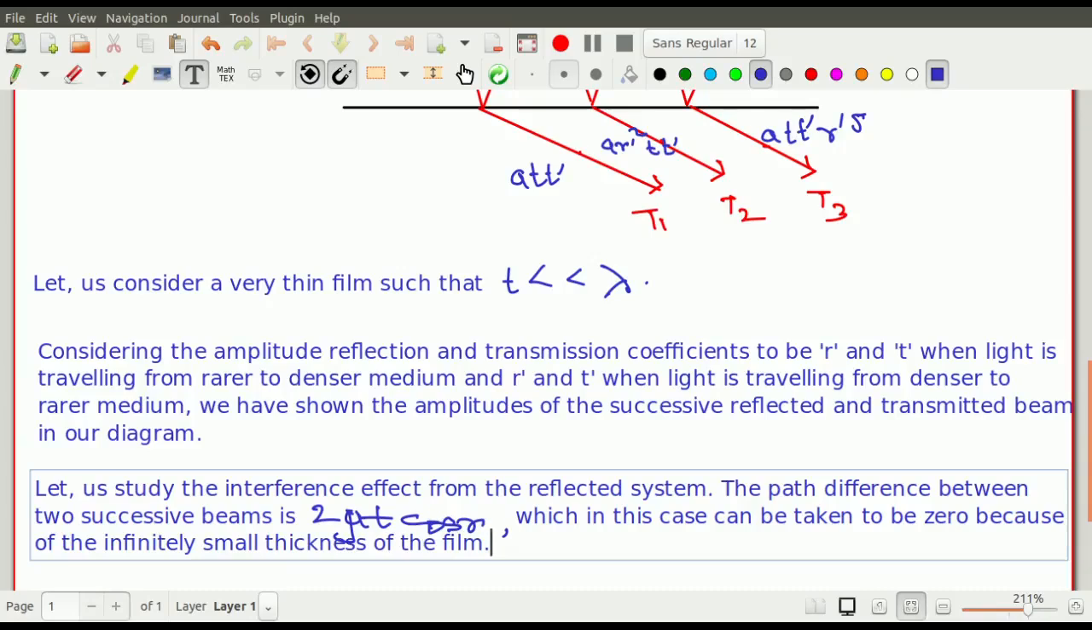Actually ফিল্মের থিকনেসটা আমরা মাইক্রোমিটার অর্ডারে নিই 10 to the power minus 6 মিটারে, but here the thickness of the film is less than 10 to the power minus 10 meter. That is the wavelength of light. The wavelength of light is generally 10 to the power minus 10 angstrom, something like that. এখানে তো ওয়েভলেংথের থেকেও এটা কম, it is lesser than that over here. So it is very small. So অত্যন্ত ছোট একটা জিনিস আমরা এখানটাতে নিচ্ছি। Please excuse me for a minute.